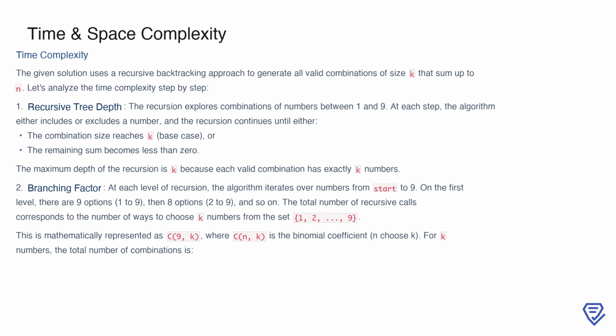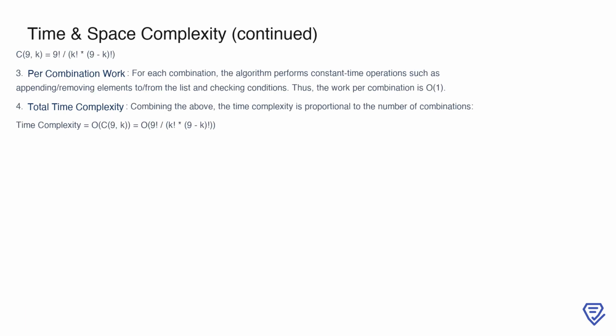Additionally, at each level, the algorithm iterates from the current starting number to 9, reducing the pool of choices at deeper levels. The total number of recursive calls is determined by the number of combinations of k numbers from the set {1, 2, ..., 9}, which is represented mathematically as C(9, k), or the binomial coefficient. This gives us the total number of ways to select k numbers out of 9. The binomial coefficient C(9, k) is calculated using the formula 9! / (k! * (9-k)!). This represents the number of unique ways to select k numbers from a pool of 9.